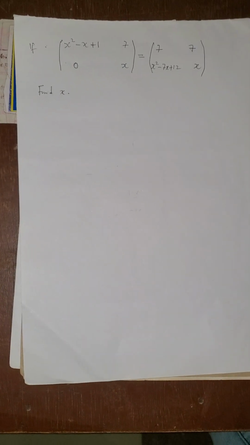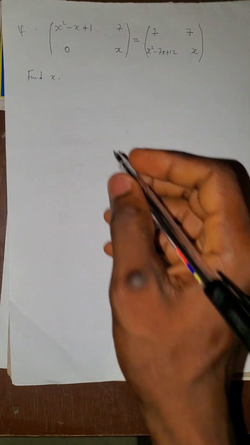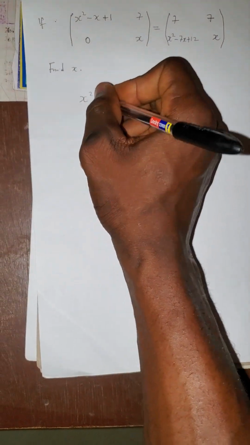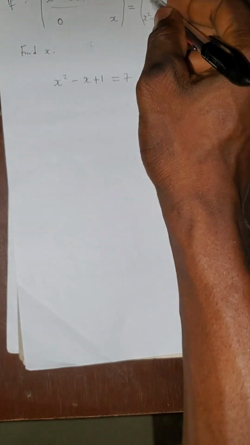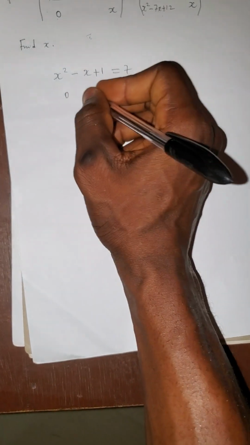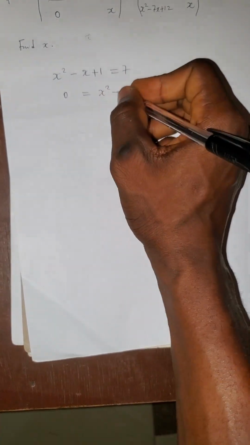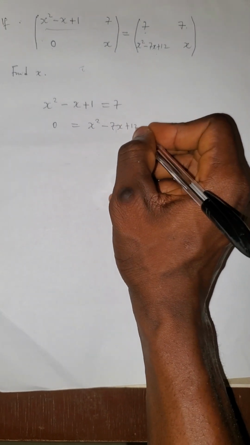Now see this question. The question says, if this side is equal to this side, that means we have two equations that we can use. x squared minus x plus 1 is equal to 7, from this one to be equal to this. Then 7 is equal to 7. Then 0 is equal to this. We have 0 equal to x squared minus 7x plus 12.